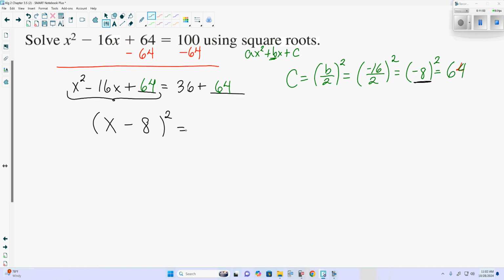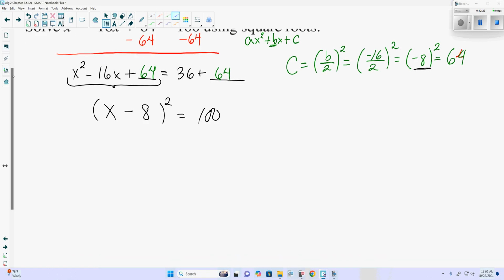Equals 36 plus 64 is 100. Now since x squared minus 16x plus 64 was a perfect square trinomial to begin with, those first steps really just undo each other. In the first 3 steps, we get back to where we started. We could have just factored it to begin with, x minus 8 squared, and not had to do those previous steps.